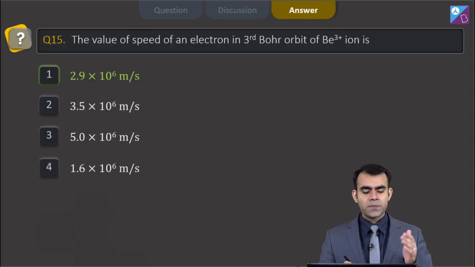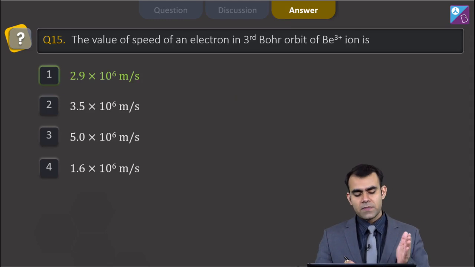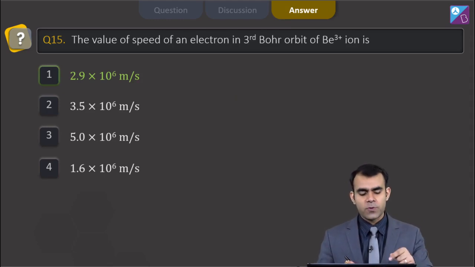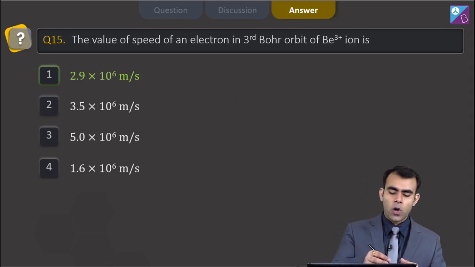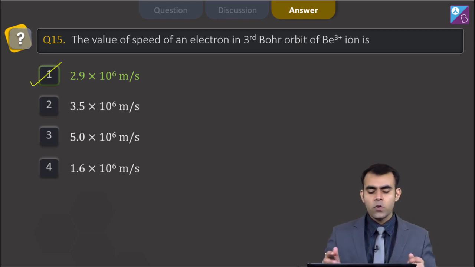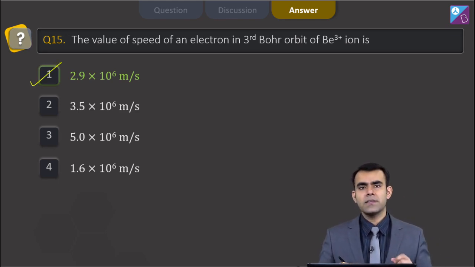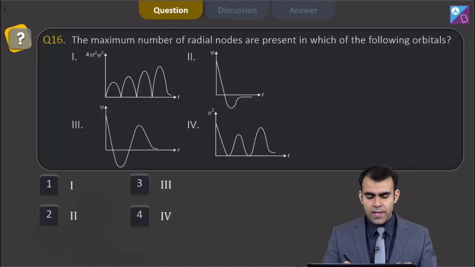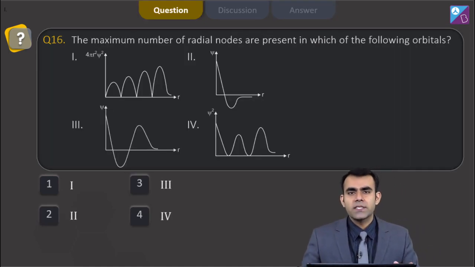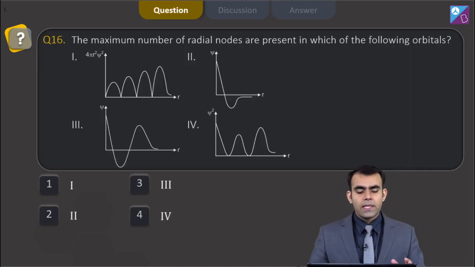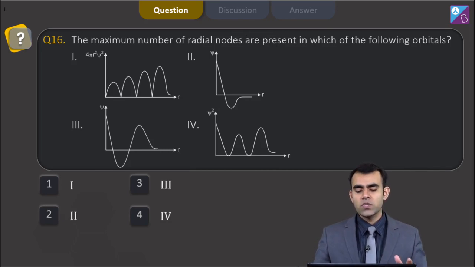So here the answer is 2.906 × 10^6. Let's see the options: 2.9 × 10^6, 3.5 × 10^6, 5, and 1.6 × 10^6. We can see here that the answer is option number 1, that is 2.9 × 10^6. Now moving on to the next question, that is question number 16. The maximum number of radial nodes are present in which of the following orbitals?